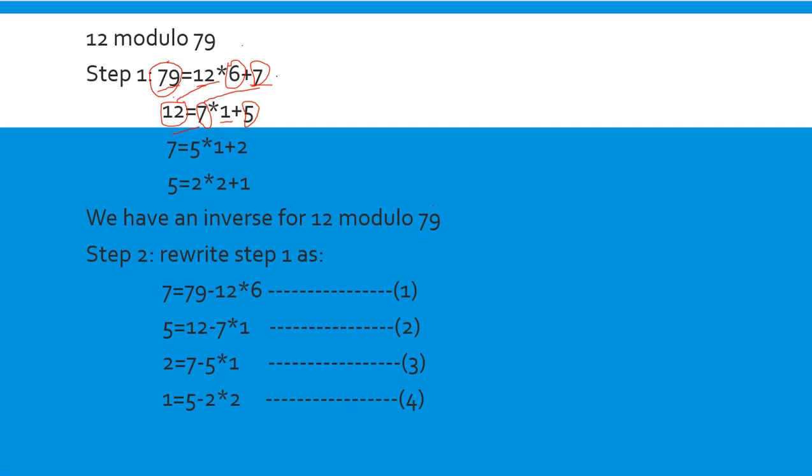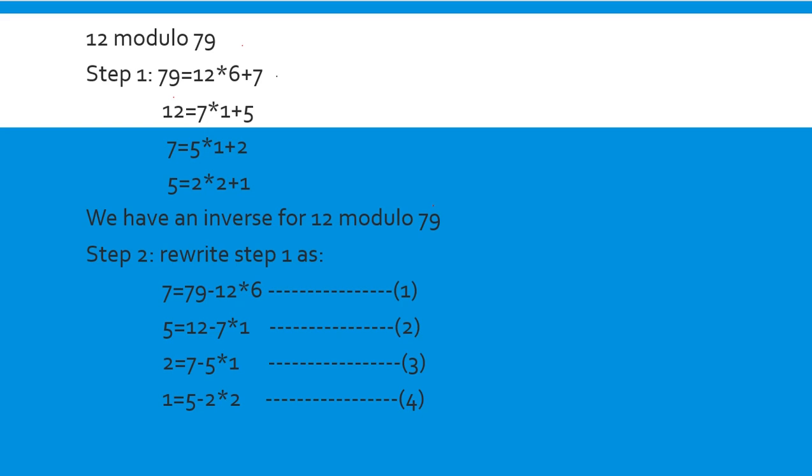Next we have to rewrite the first step. To rewrite this first step, you pick the first equation and write it as 7 is equal to 79 minus 12 into 6. So you get 7 is equal to 79 minus 12 into 6.